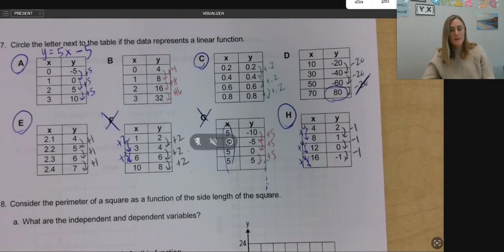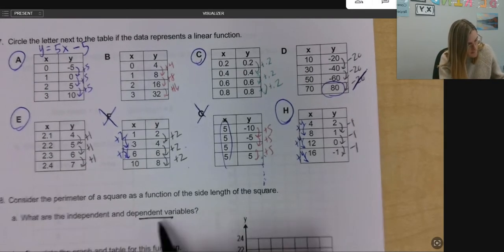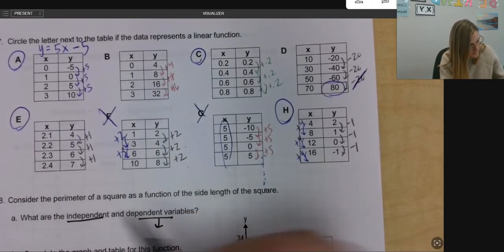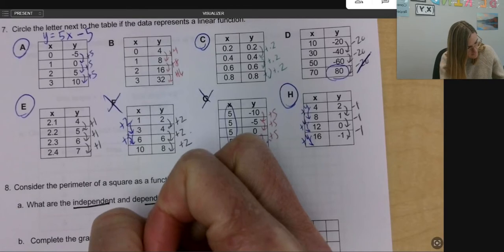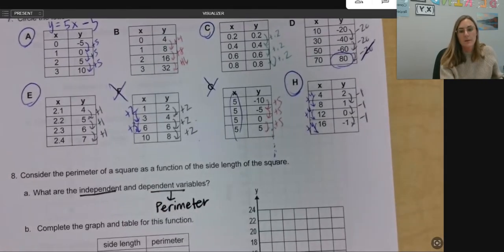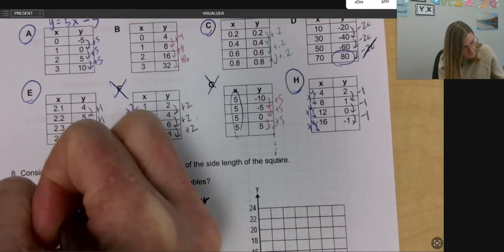All right, number 8, consider the perimeter of a square as a function of the side length. So perimeter as a function of the side length. That means that the perimeter depends on the side length. So my dependent is the perimeter of the square, and my side length of the square is my independent variable.